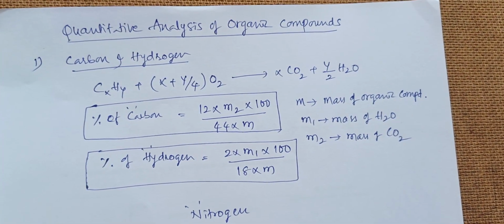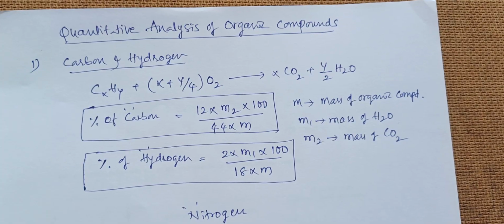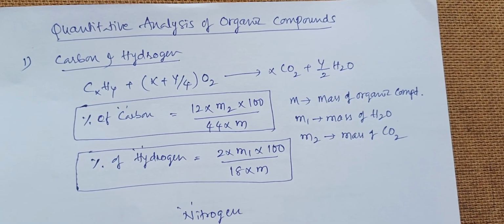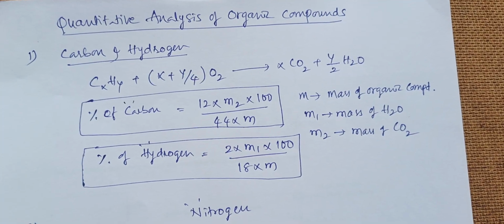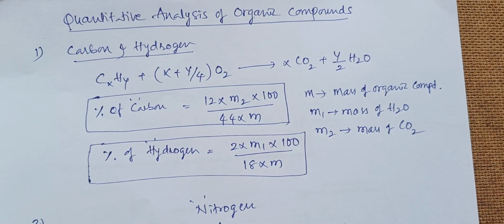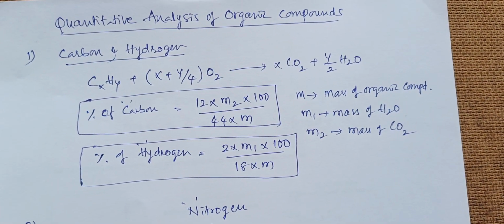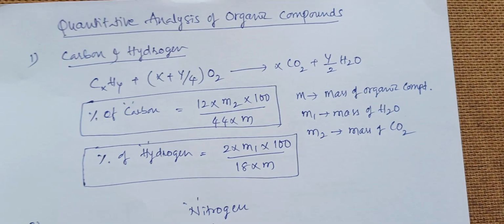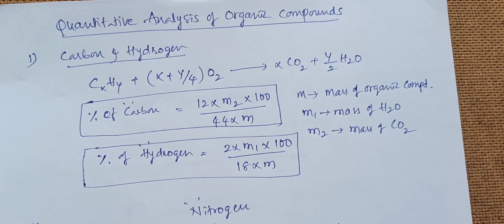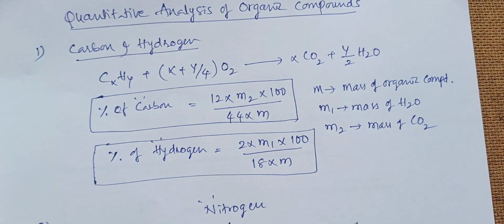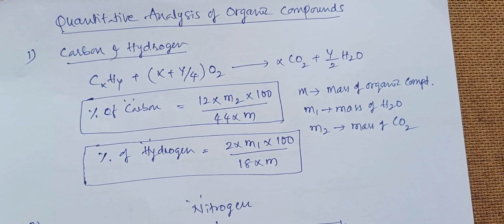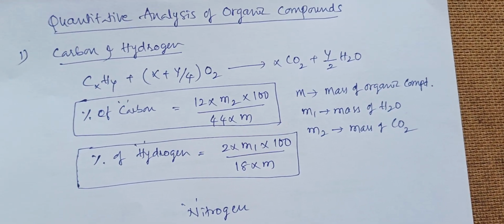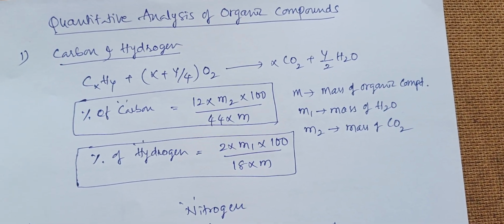Now first we will see, in any organic compound, the main elements are carbon and hydrogen. As you know, for hydrocarbon combustion, CxHy plus (x plus y by 4) O2 will give x moles of CO2 and y by 2 moles of H2O. Now from this, the percentage of carbon can be calculated with the formula 12 into m2 into 100 divided by 44 into m. Here m is the mass of the organic compound, whereas m2 is the mass of carbon dioxide.